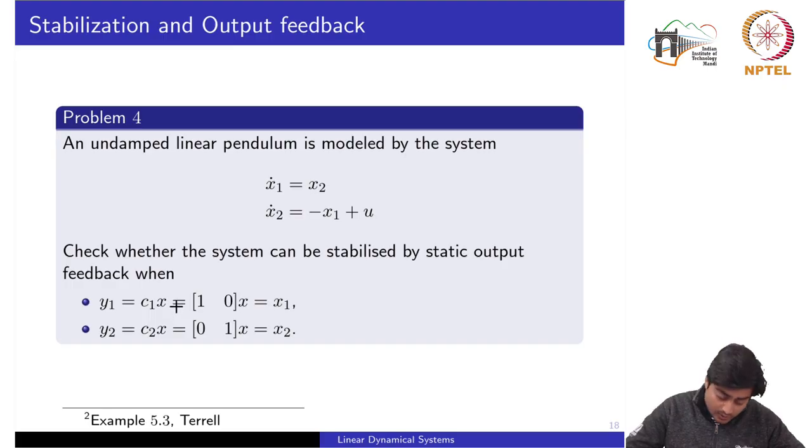So here we are considering 2 different scenarios in which our y1 is x1, so we are taking x1 as a direct measurement, and in the second case we are only measuring x2 into the output.